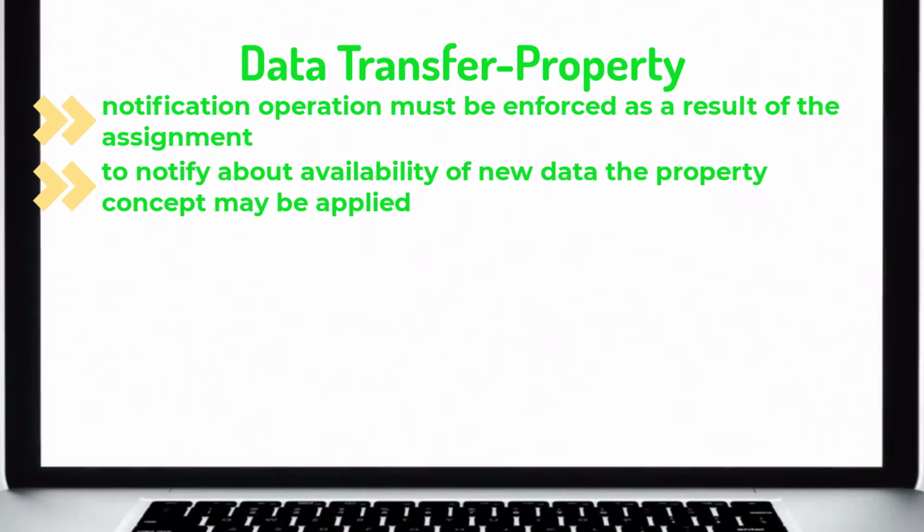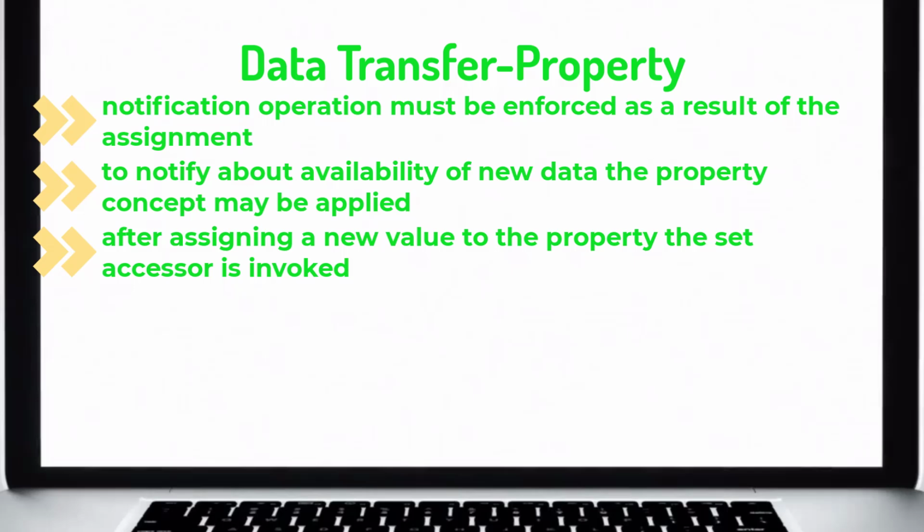A property is a member of a type that provides a flexible mechanism to read, write, or compute the value of a variable. Properties consist of special methods, called accessors, to access private variables in a controlled way. A property consists of two accessors. GetAccessor, a block, sequence of instructions, invoked to return the current value. SetAccessor, a block, sequence of instructions, invoked to assign a new value. From the producer's point of view, a property looks like a variable. After assigning a new value to the property, the setAccessor is invoked, and may notify that a new value is just assigned.